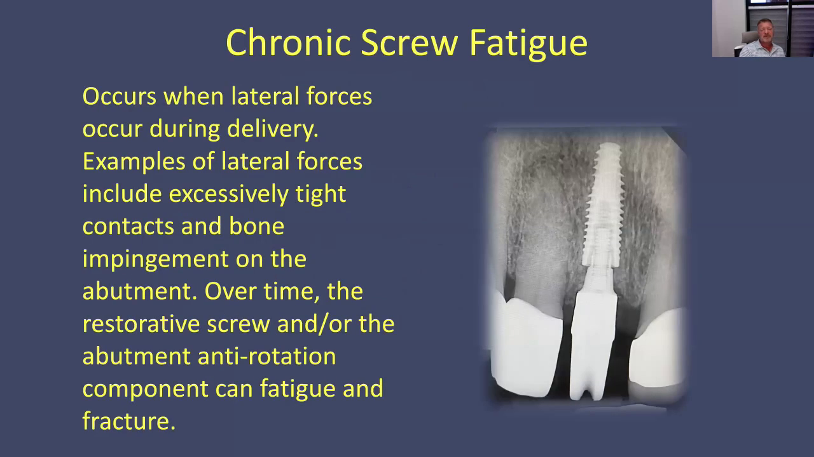The other type of screw failure that we'll see, or actual failure, is chronic screw fatigue. That would be a situation, like I just mentioned, where you can have that with screw-retained restorations, where if you have contacts that are too tight and you're really deflecting the restoration and forcing it down, but most of the time it can come from bony interferences. It can come from tissue that's too tight, but you don't get a true fit of the restoration.